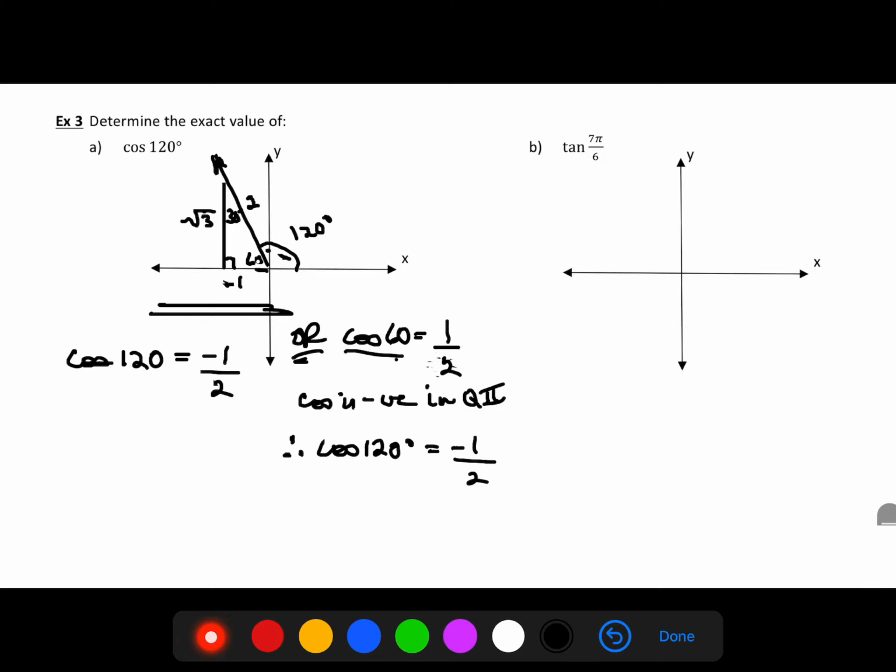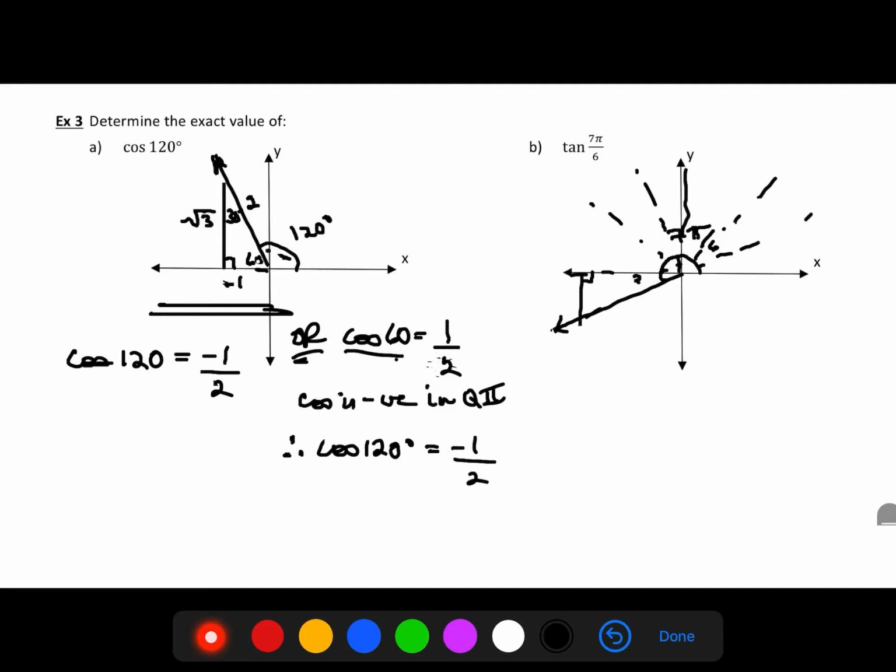Second one, tan of 7 pi over 6. Again, to draw this in standard form, we know that pi gets us around to here. An extra pi over 6 means we're going an extra 30 into the third quadrant. So we have 7 pi over 6. We could also have known that pi over 6 is 30 and go 1, 2, 3, 4, 5, 6, and 7 pi over 6.